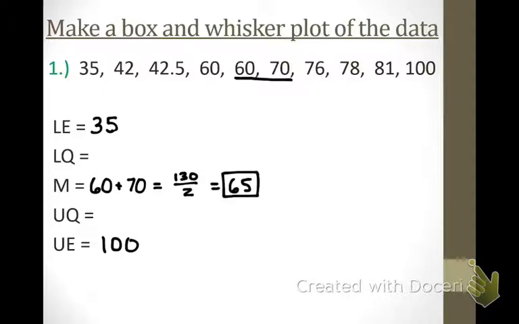65. Okay, now doesn't that make sense? The number that comes in between 60 and 70 is 65. So the middle value of the entire data set is 65. All right? Let's now figure out the LQ.